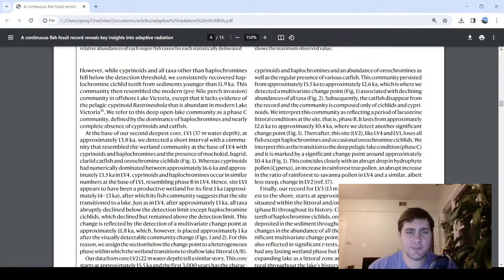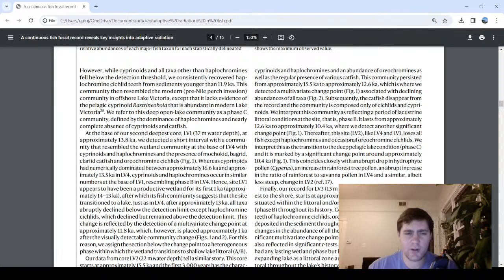At the base of our second deepest core, LV1, at approximately 13.8 Ka, we detected a short interval with a community that resembled the wetland community at the base of LV4, with cyprinoids and haplochromines, and the presence of mochokid, bagrid, and clariid catfish and oreochromid cichlids, whereas the cyprinoids had numerically dominated between 16.6 and 13.5 Ka. Cyprinoids and haplochromines occur in smaller numbers at the base of LV1, resembling Phase B in LV4.